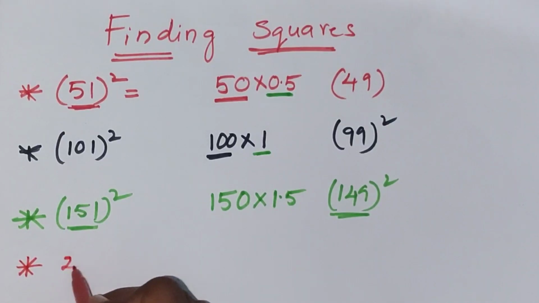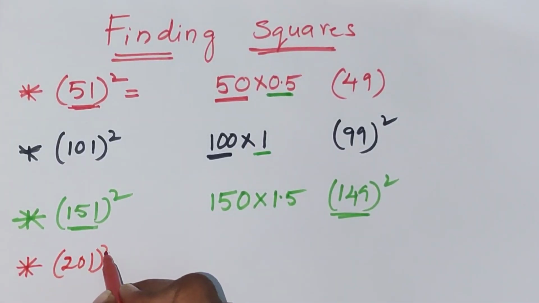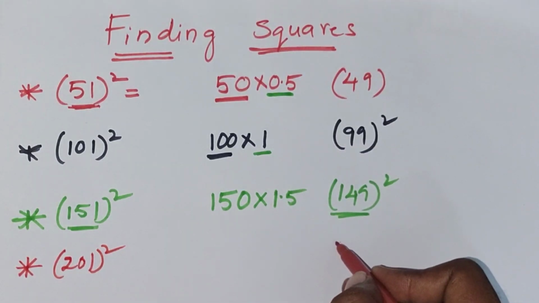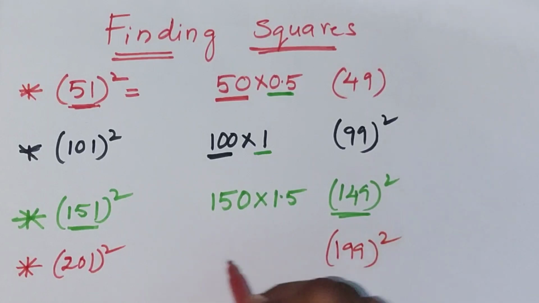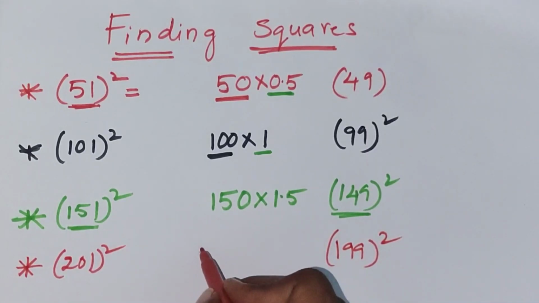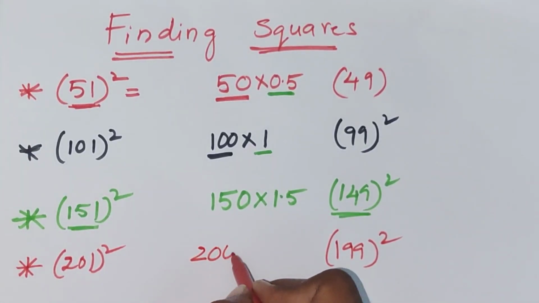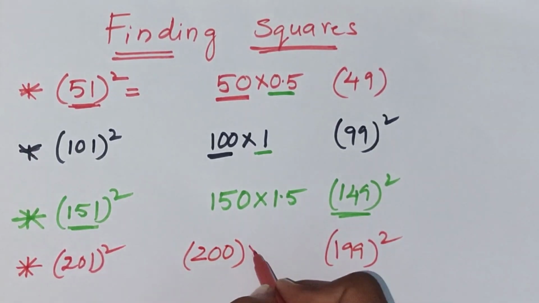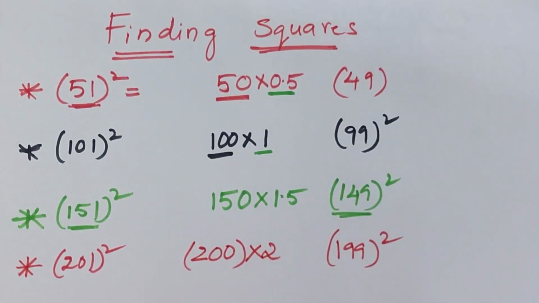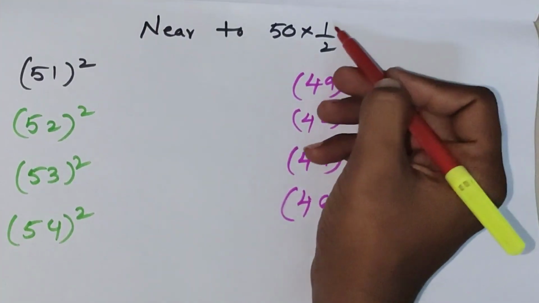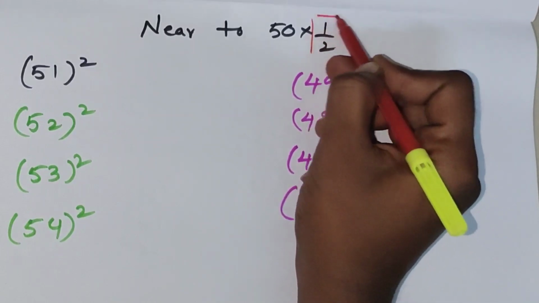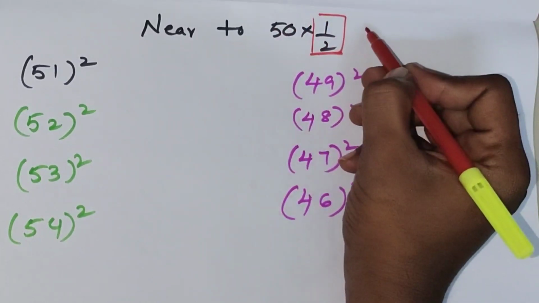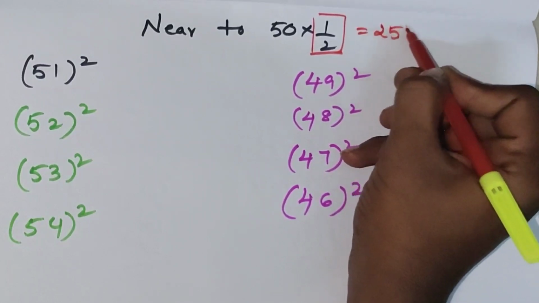Next, condition number 4: nearest to 200. 201 whole square. Less than that we can also take 199 whole square. These two numbers are nearest to 200. Then in this condition we are going to multiply with 2. Keep in mind, for nearest to 50, as I said before, we multiply with 0.5, which means 1 by 2. If you multiply 1 by 2 for 50, we will get 25 as the base.